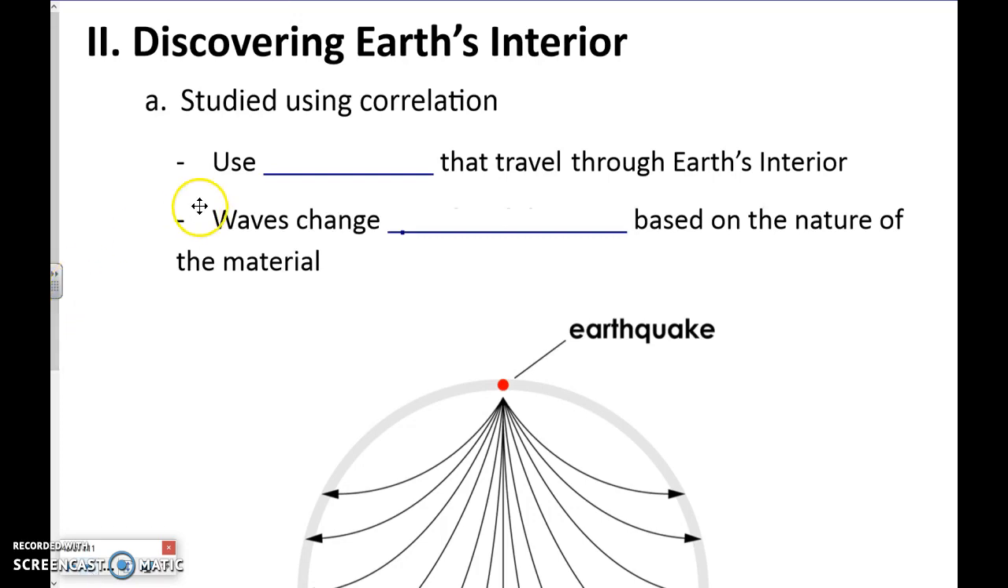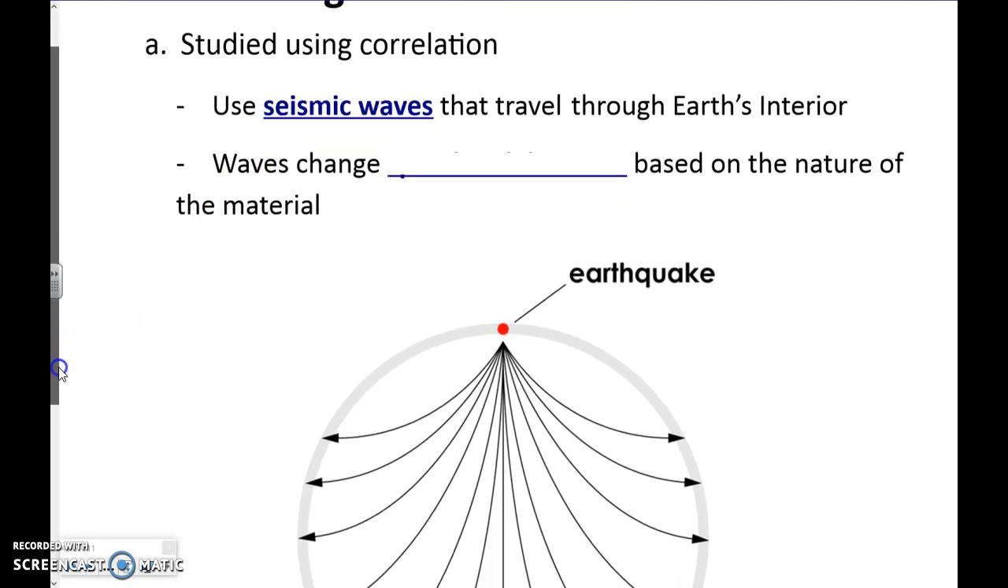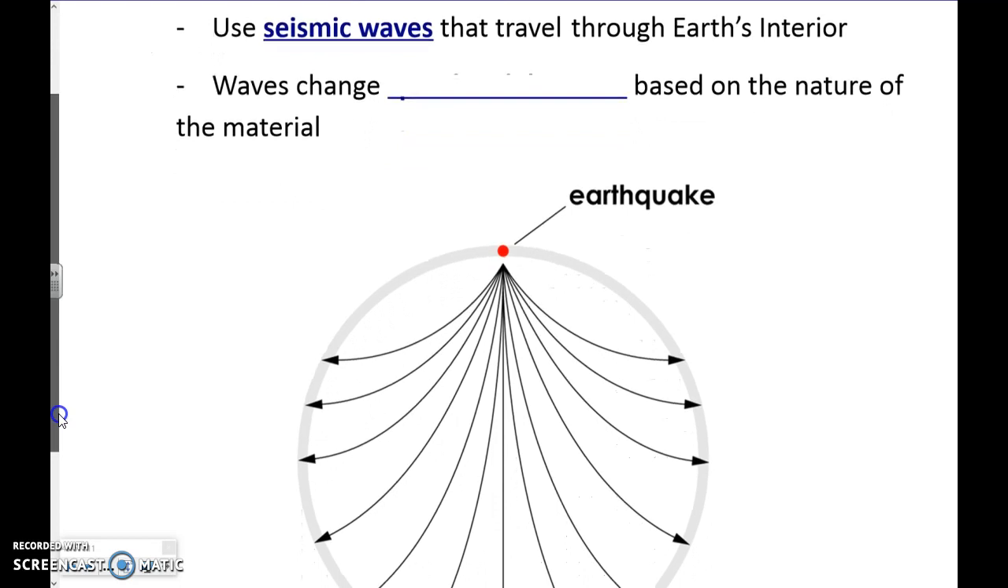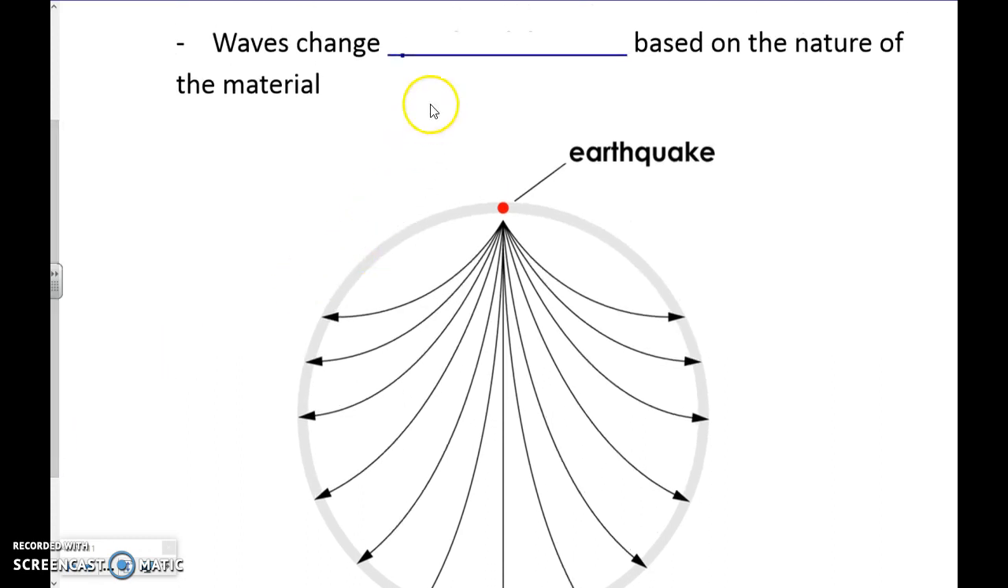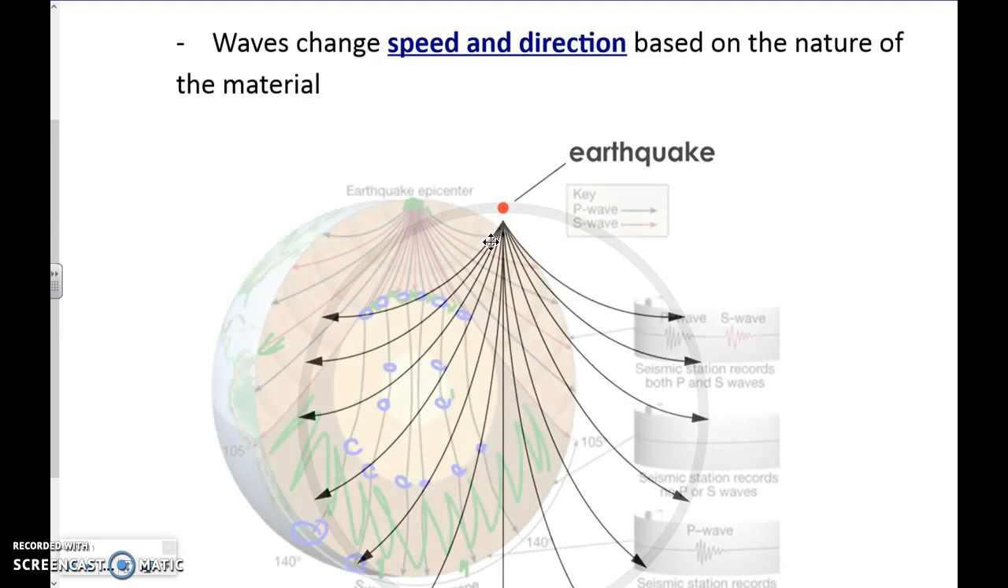Specifically, we use seismic waves, the waves from an earthquake. As you can see down here, this is what you'd expect the waves of an earthquake to do, because we know when an earthquake happens, they send out tremors all over the earth. This is how we'd expect them to behave when they go through the earth, but they don't. They actually change their speed and direction. What we're seeing is this.